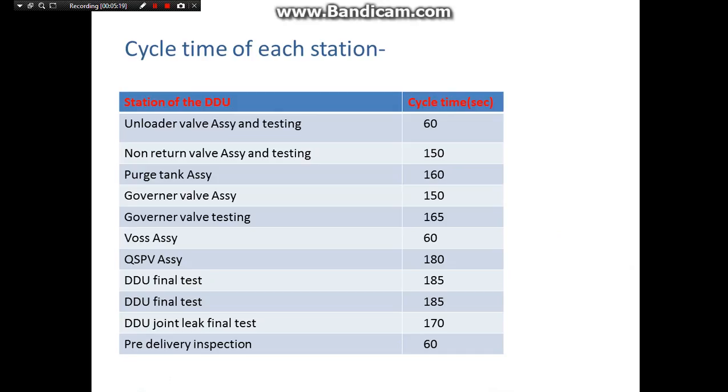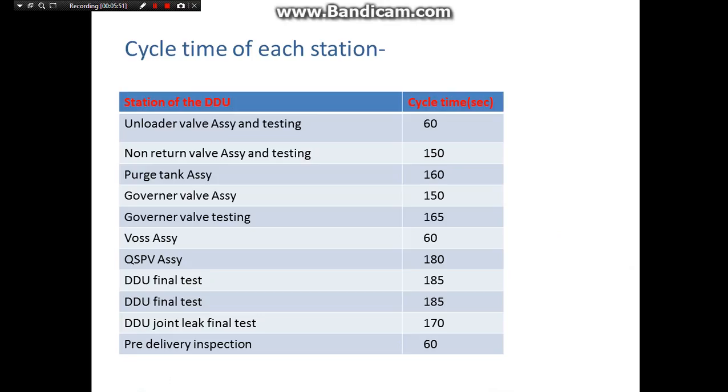Cycle time of each station. These are all the stations of the DDU and the cycle time of each station. You can see in this table: unloader valve assembly and testing takes 60 seconds. Non-return valve assembly and testing takes 150 seconds. Purge tank assembly takes 160 seconds. Corner valve assembly takes 150 seconds.